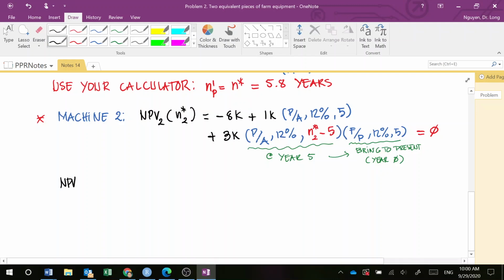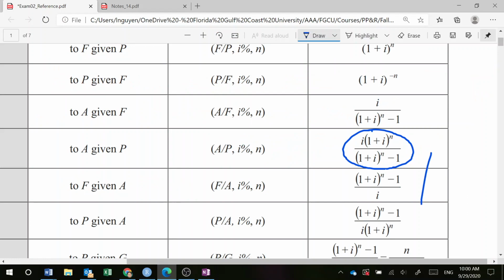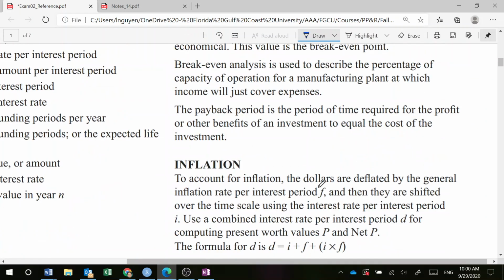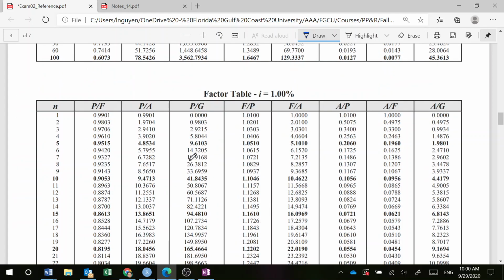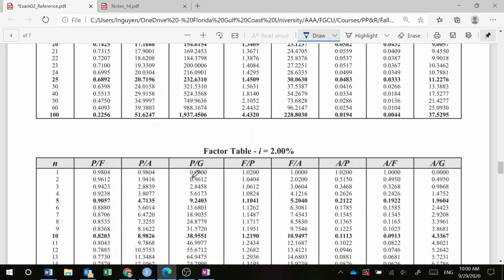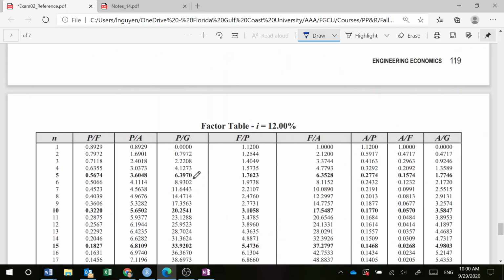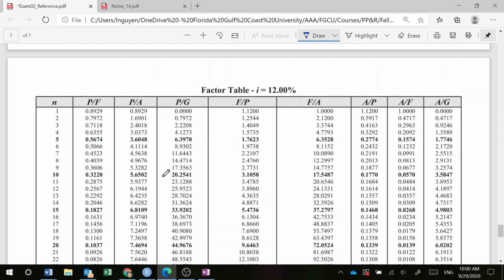NPV of n star 2 equal to minus 8K plus 1K times that factor. We already know P over A, 12%, 5. So you have that is P over A, 12%, 5. Let's go down to here, for 12%. 12% here, P over A, 5 years. That you already have that factor, 3.6048.